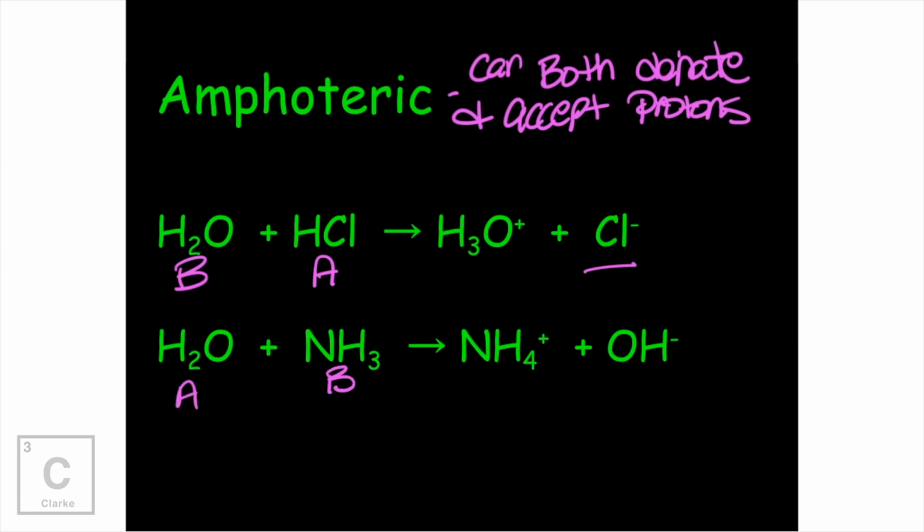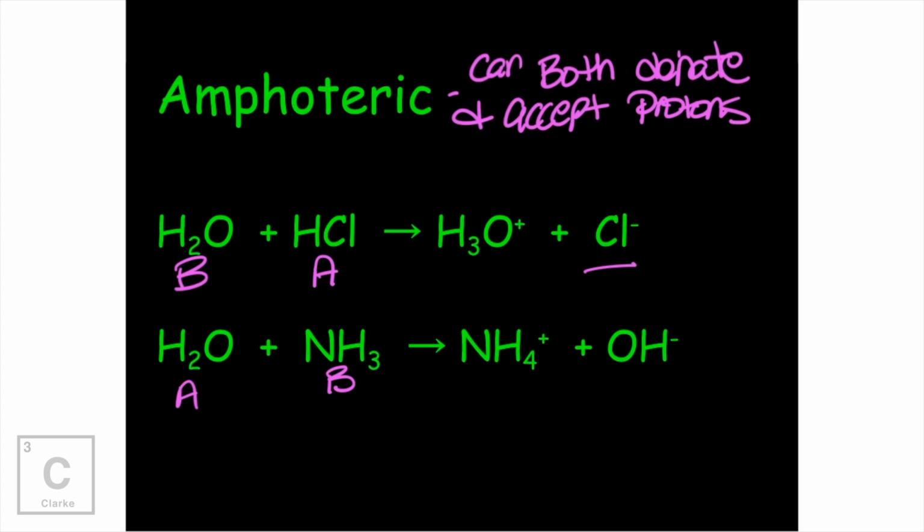Now let's look a little bit further. Ammonia here accepted a proton. See, NH3 to NH4. It accepted a proton. It's a proton acceptor. It's got to be a base. Water here, oh, where did its proton go? Well, it went to ammonia to make ammonium, and it left OH. So water donated a proton. And if we donate protons, we're considered an acid. So water can act as a base and an acid.